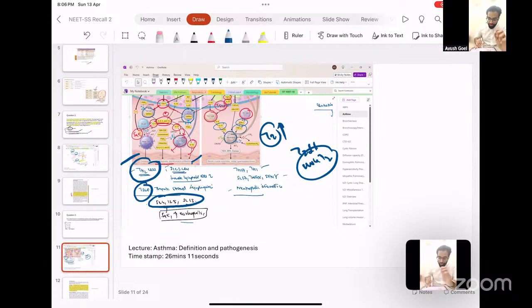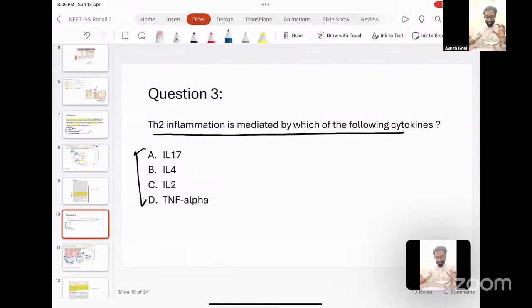When we talk about the T2 low asthma, we discussed that Th17, IL-17 and TNF-alpha, interferon gamma are the main cytokines of the non-T2 high or T2 low asthma. So the correct answer to this question would be IL-4.